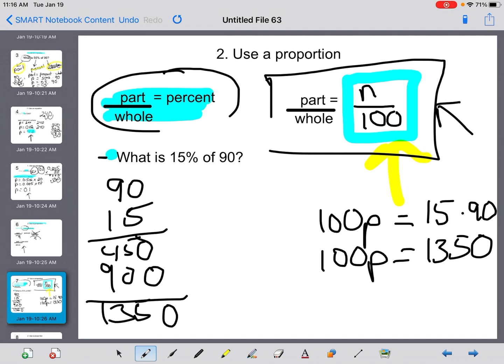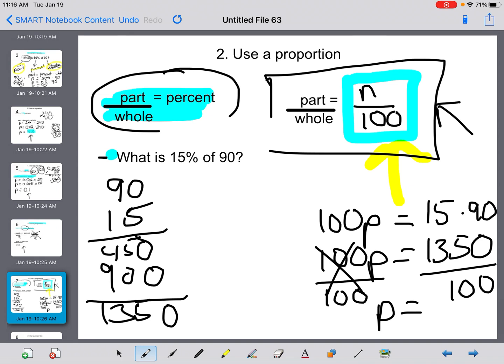Now I want to get the letter p by itself. What's happening to that letter? It's being multiplied by 100. So I do the opposite and I divide. What I do to one side, I must do to the other. This cancels out. So I get the part, the letter p, is 1350 divided by 100. I can do that very easily because when I divide by 100, I just bump the decimal place once, twice. Oops, my finger did not show that. Once, twice. So I get the letter p is 13.5.